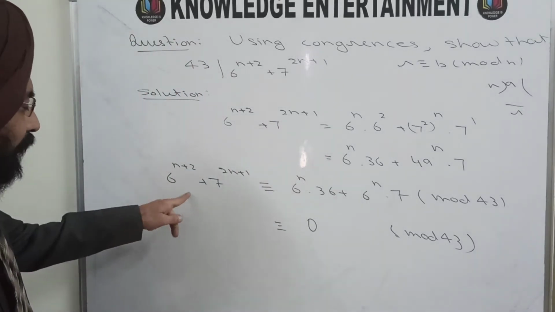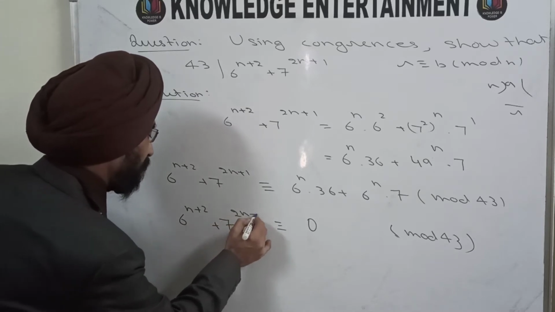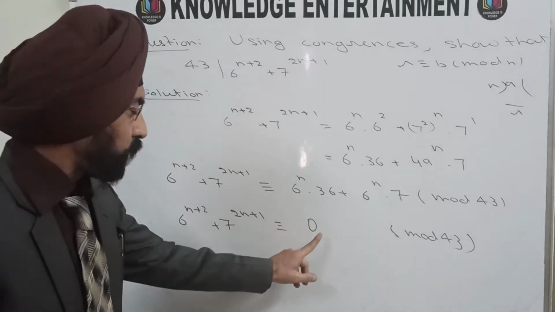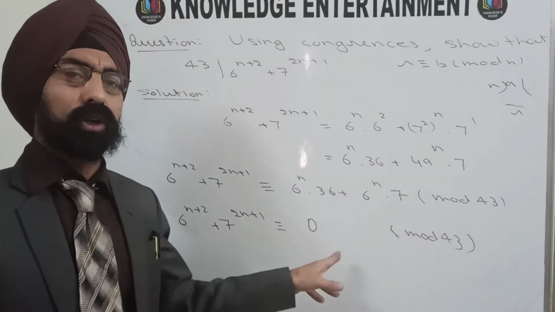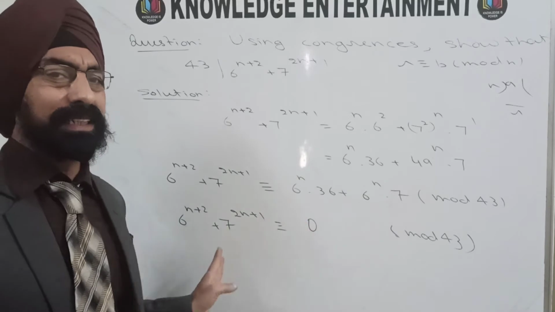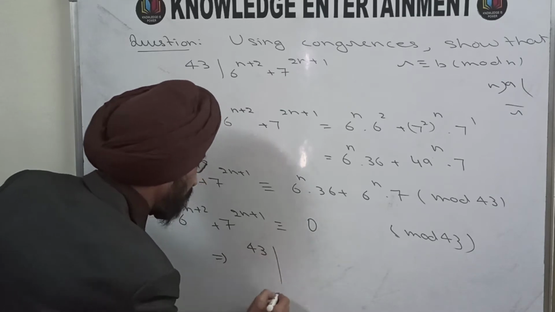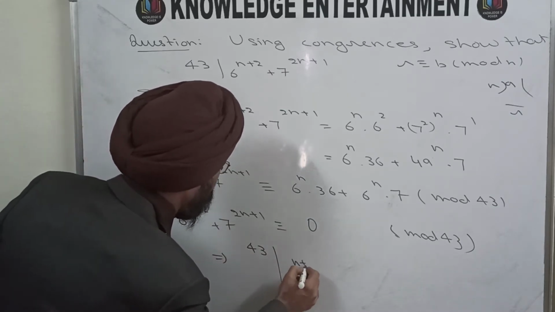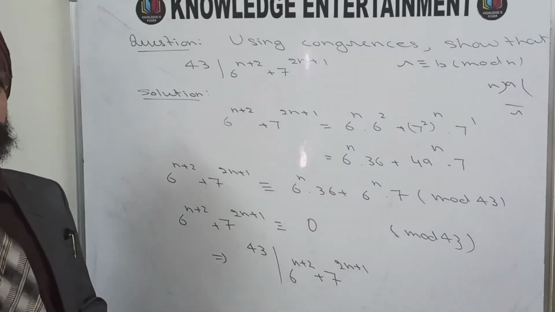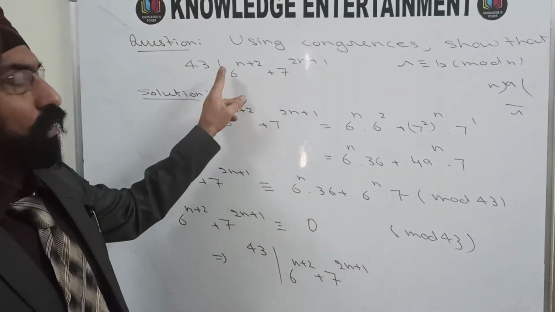And what is your left hand side? Same: 6 raised to the power n plus 2 plus 7 raised to the power 2n plus 1. This is a congruence relation. A is congruent to B modulo m. And if A is congruent to B modulo m, then what it means in divisibility? That m divides A minus B. So this means your m, that is 43, divides A minus B. This is your A, 6 raised to the power n plus 2 plus 7 raised to the power 2n plus 1, minus 0. Minus 0 is meaningless, so I am not writing minus 0 here. So this 43 divides this quantity and this is what we wanted to prove.